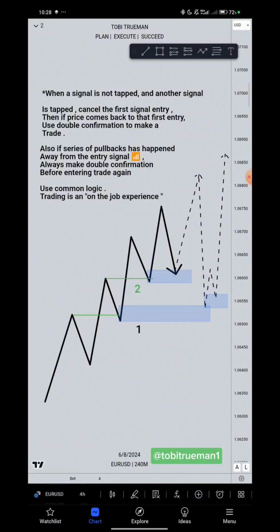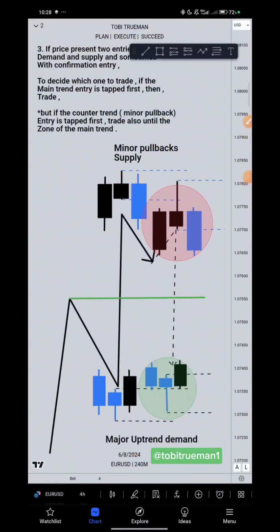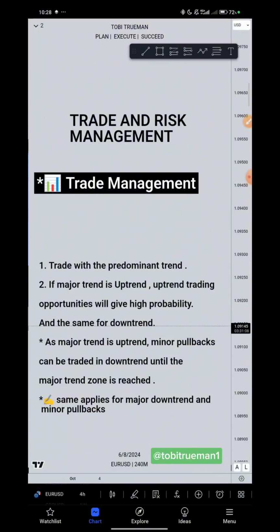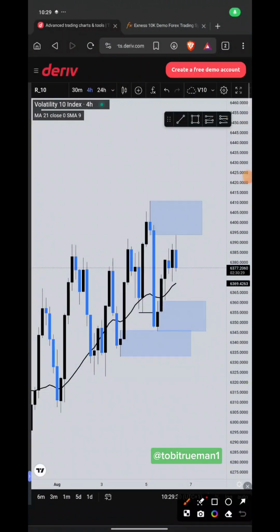Let's look at some examples of why it is good to follow some rules of trading, to have a high probability of winning your trade. Okay, let's look at this example. You see what price is doing here? Price is making a series of pullback, impulsive move, pullback, impulsive move, pullback, impulsive move, another pullback.